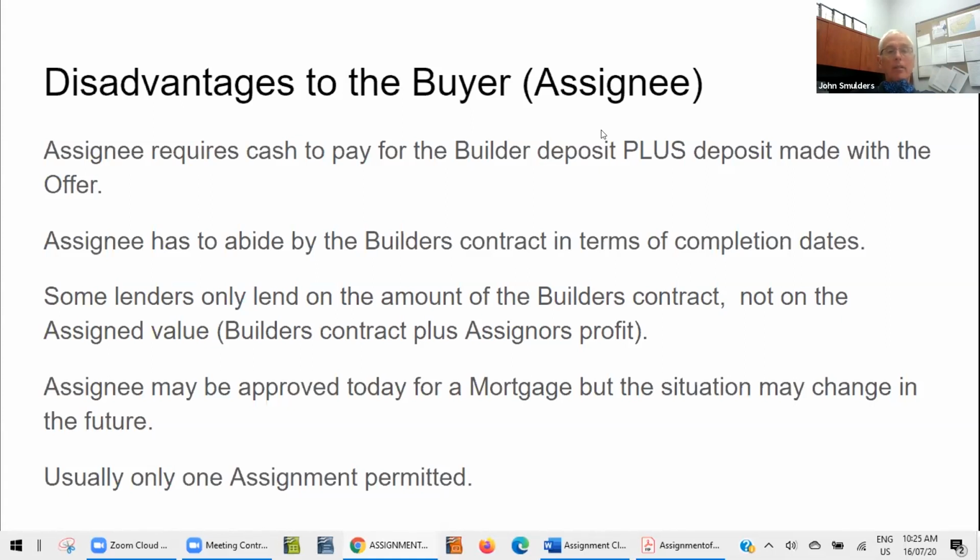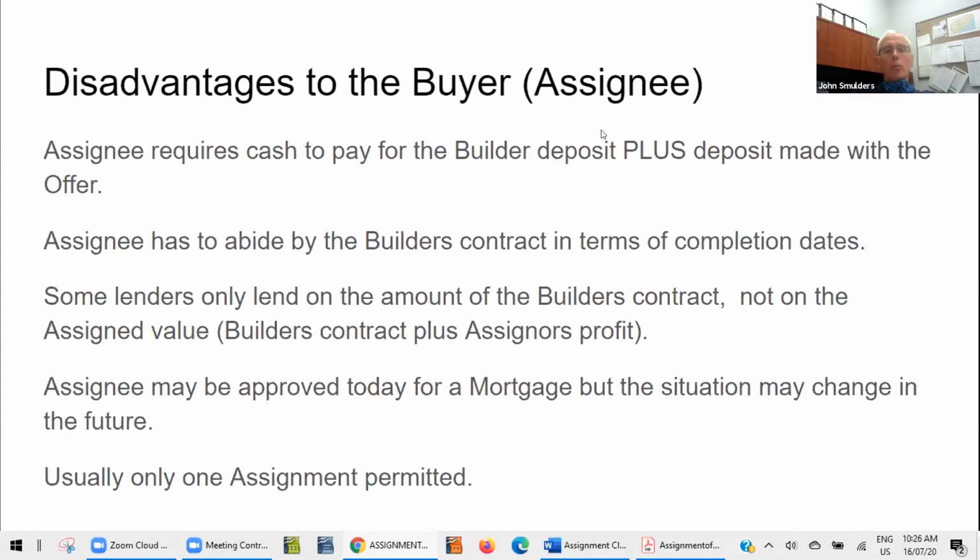Usually only one assignment is permitted. So the assignor sells his place to the assignee. Now the assignee says, I want to sell it again. Normally, that contract can only be sold once. It's not often that it's done twice.